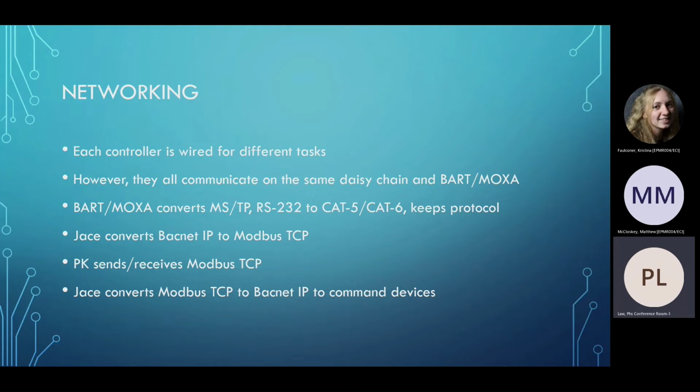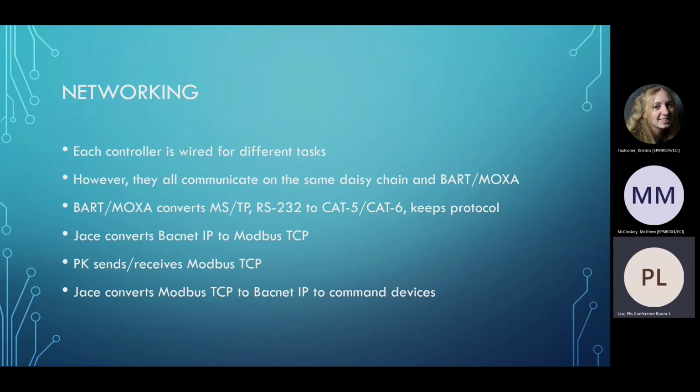So let's get into the networking side of things. Each controller is wired for different tasks. A lot of them are wired very, very similarly, and they have the same pins and the same communications to the same type of devices. Like the most common one is just the power in and the network in. It's like 180 of the 200 that we have, or just that type.